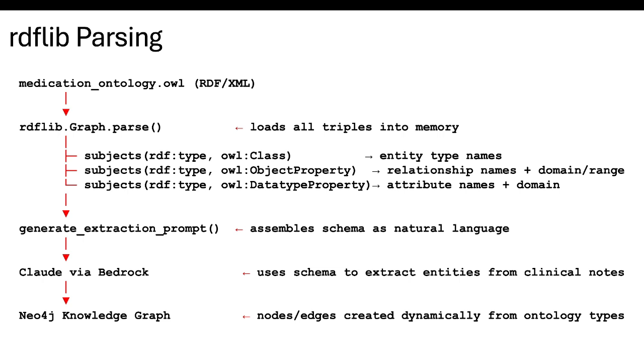And then obviously in my example I've used Claude through Bedrock. You can use any LLM. And then finally you use the Neo4j knowledge graph to construct the graph as well as query and parse the graph. So the nodes and edges are created dynamically from the ontology types.